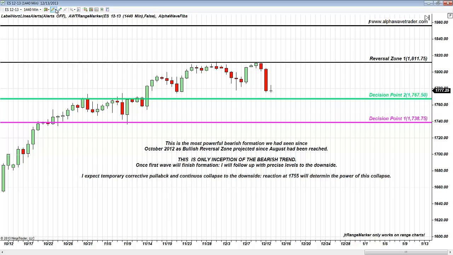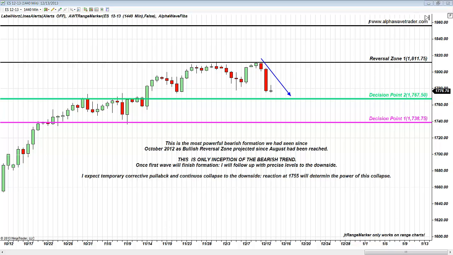Again, this is not to be ignored. This we'll review tomorrow in the wave class. This is a reminder how critical the reversal zone levels are. So clearly, position traders remaining bullish here is not a prudent thing to do. This is dreamlike bearish formation that is only starting on daily chart. So there we go. That is a recap.